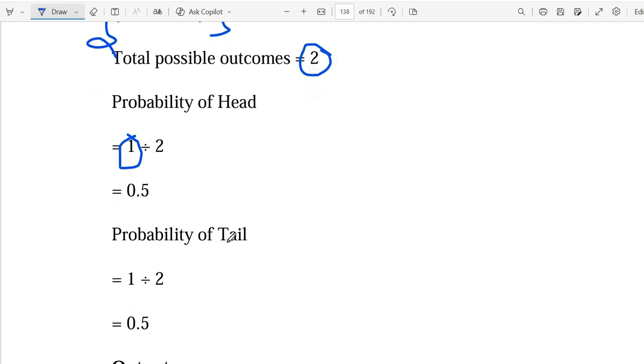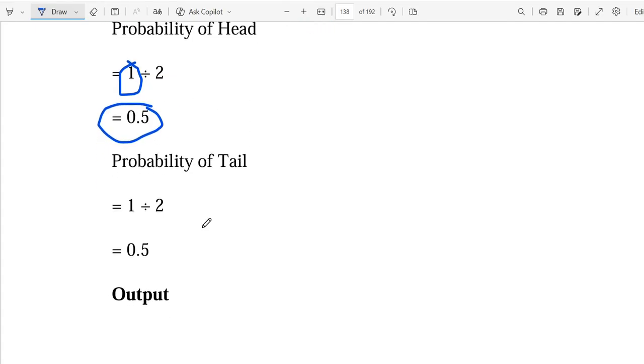So the probability of getting head is 0.5, right? And the probability of getting tail is 0.5, right? Why do both head and tail have the same probability? Because there are only two likely outcomes of the event, that is head and tail, right?